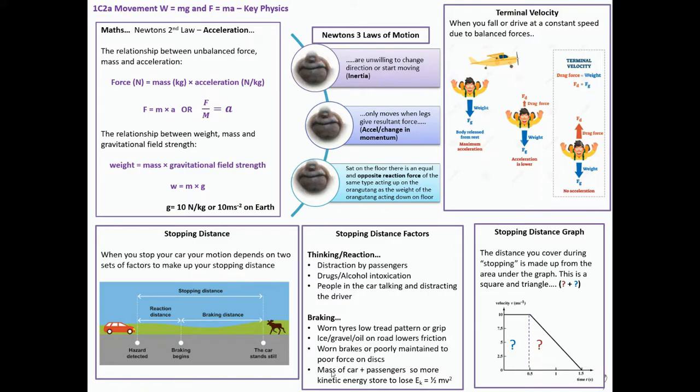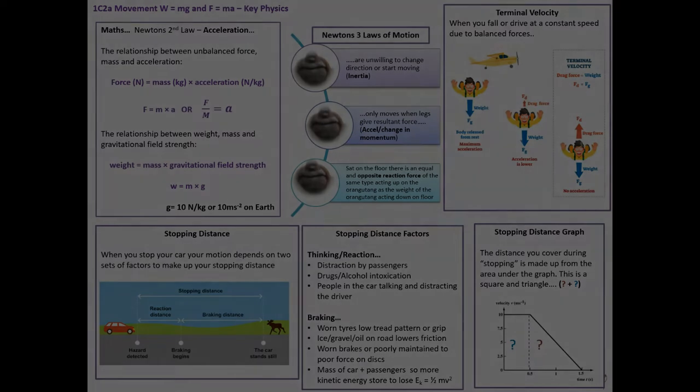Also, if the mass of the car is bigger, and the passengers, so maybe more passengers, which could also cause more distraction, you've actually got more kinetic energy. So you've got more energy store to lose, because the velocity has to be converted into thermal as we lose our kinetic energy. So you've got stopping factors, distance graphs, and distance diagrams to be able to explain. And we've got all of the Newton's law stuff. That is the topic. There you go. So that's topic 1C, part 2A.